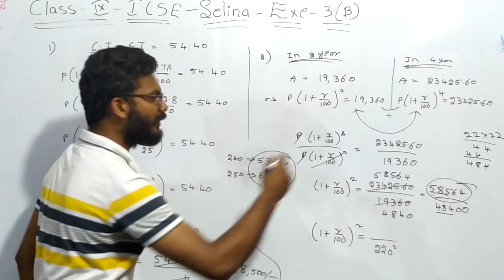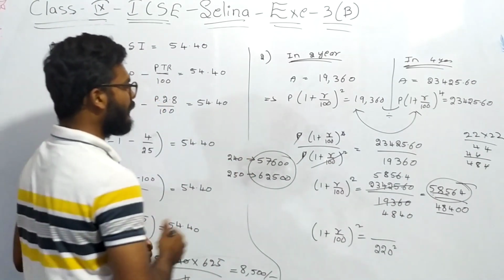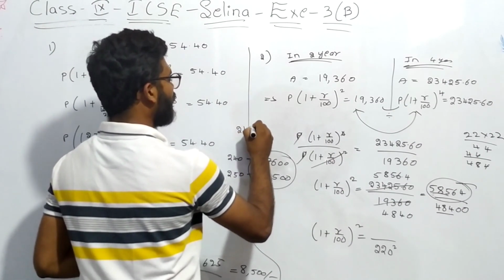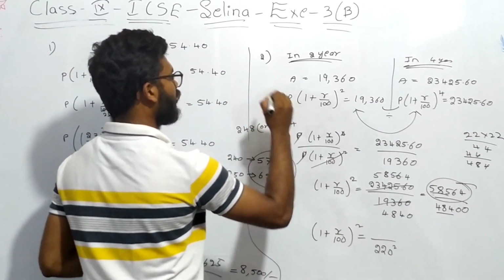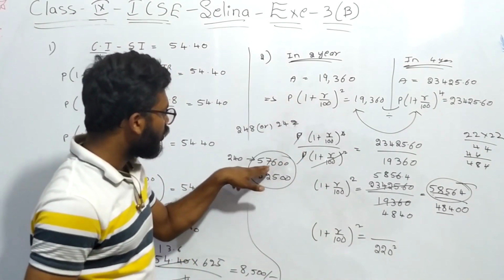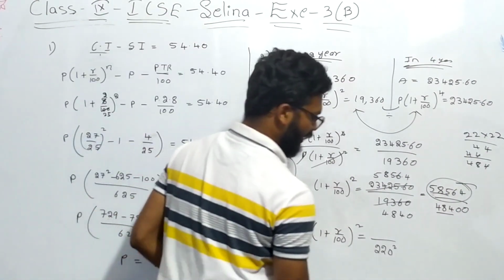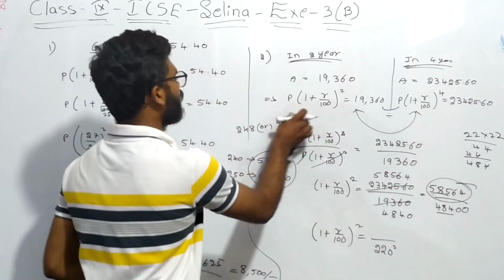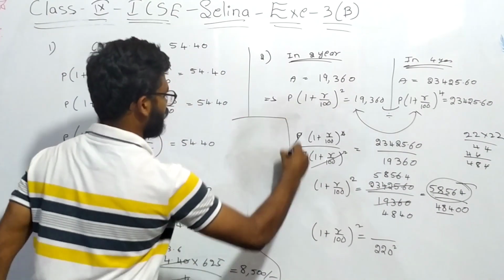So this number is in between these two, right? And in the units place we have 4. So it may be 248 or 242. Okay. So it is nearer to 57600, right? So it may be 242. So let us check once whether it is the square of 242 or not.